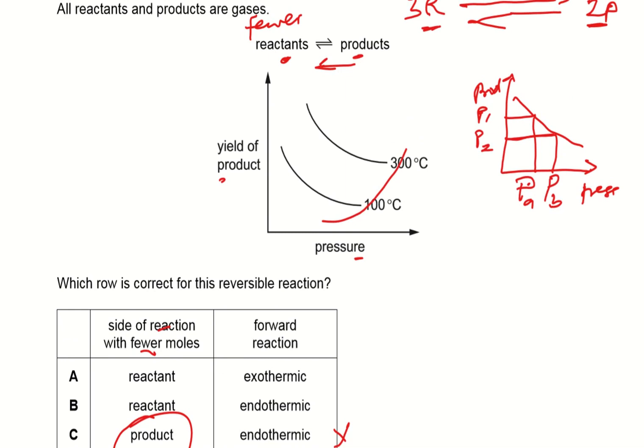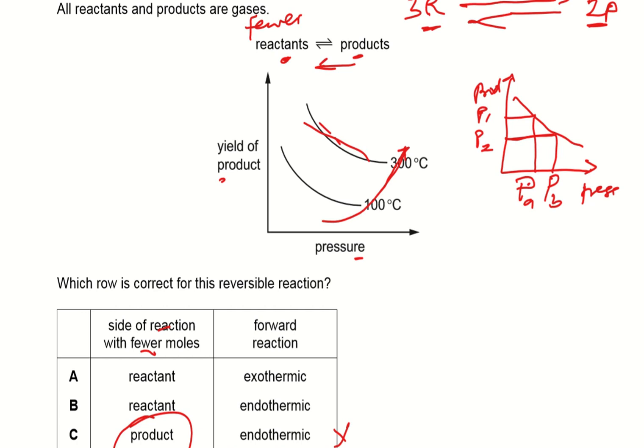Now if you look at this particular reaction, moving from 100 degrees to 300 degrees, this tells us that an increase in temperature actually increases what? It increases the yield of the reaction. At 100 degrees Celsius, this is where the production yield curve is. This indicates a higher what? Yield. So an increase in temperature increases the yield.